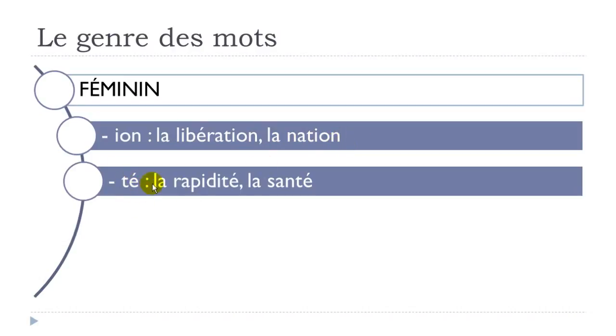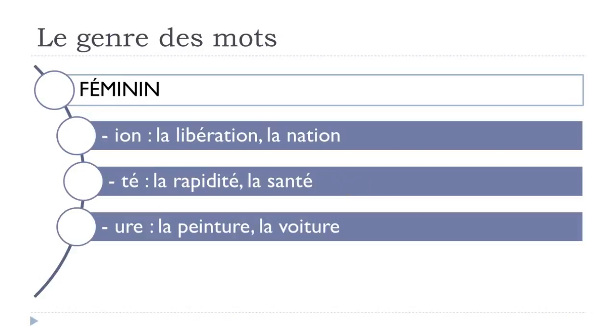Another ending is T, so when a word is finishing with T, like la rapidité, rapidité means speed, and then la santé, health, in this case you can be almost sure that these words will be feminine. When they're ending with URE, la peinture, paint, la voiture, car, they are feminine.